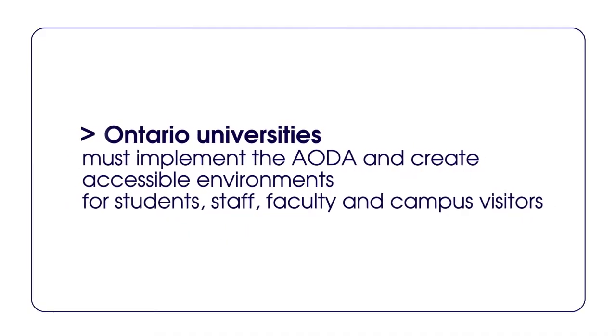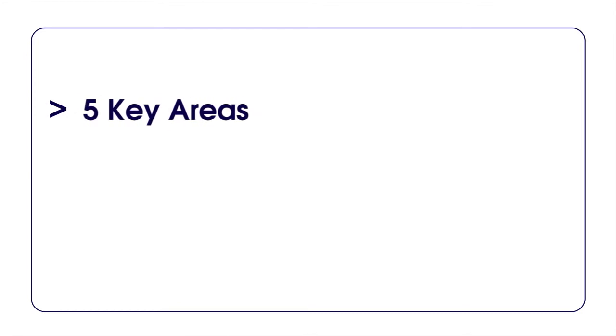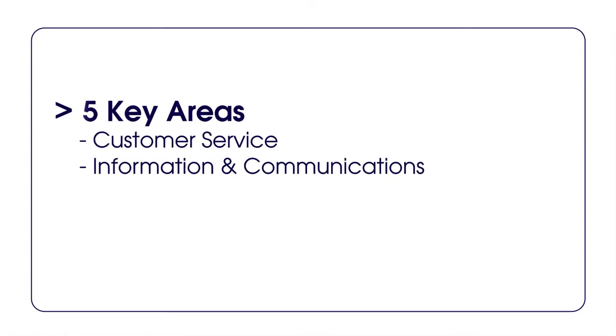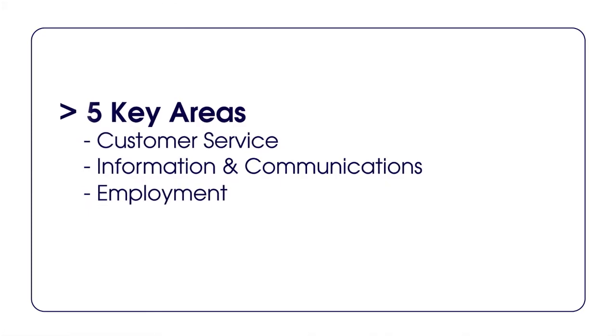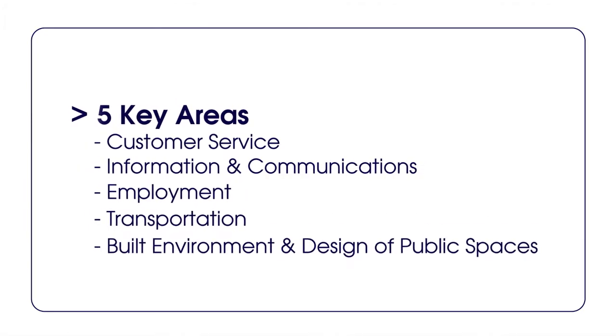The AODA involves a series of standards and regulations that are going to affect change at Ontario universities. The AODA covers removing barriers in about five key areas: how we provide service to people with disabilities, how we provide information and communication, employment, transportation, and how we build our buildings and our public spaces.